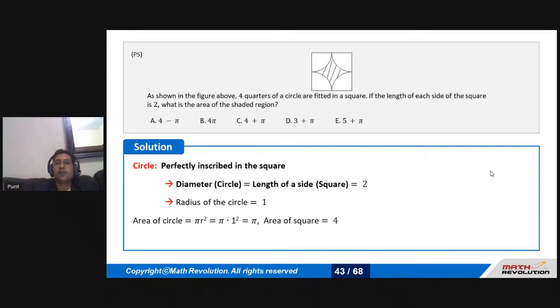And the area of the square would be 4, because the length is 2, squared. Now we just subtract the values, that is 4 minus pi. Yes, Harsha, that was the correct answer. So that becomes 4 minus pi.